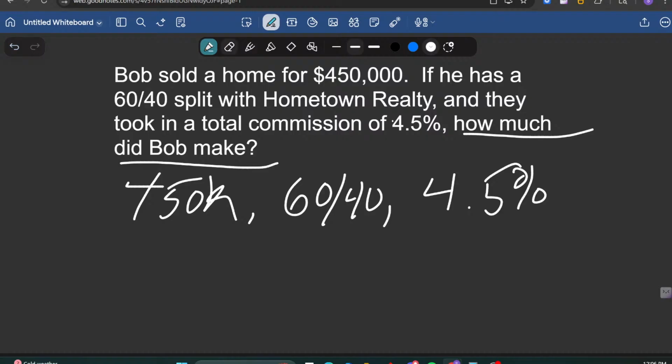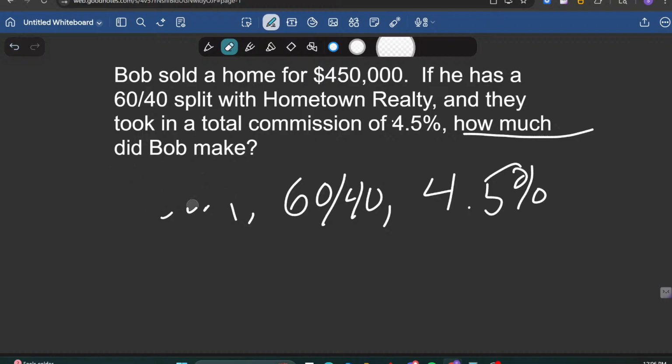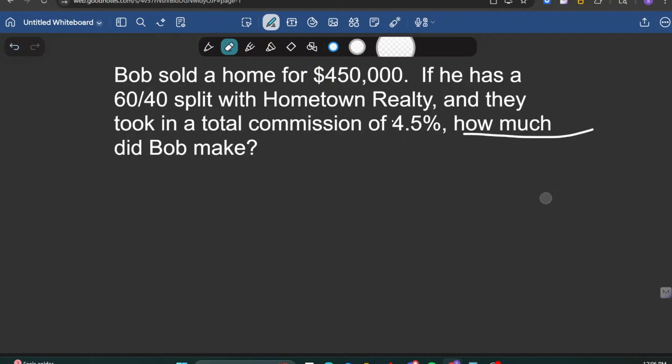So the first thing that I would say we would do now, for the sake of space, I'm going to erase some things, because now you have that written down on your notepad. Okay. And we're going to go ahead and start doing some arithmetic. So the first thing that we want to do is figure out how much did Hometown Realty make on this sale?